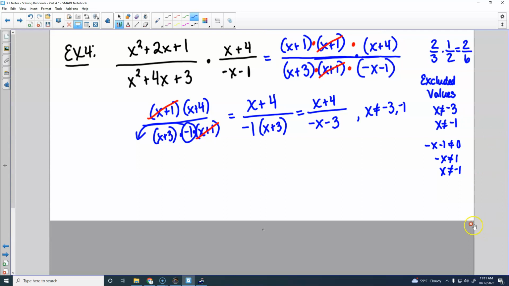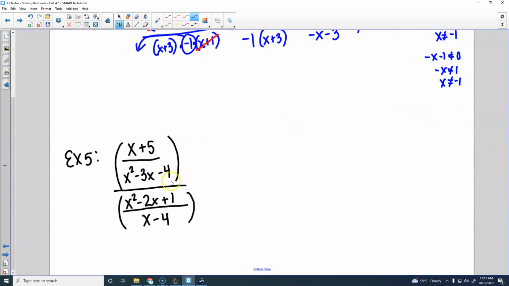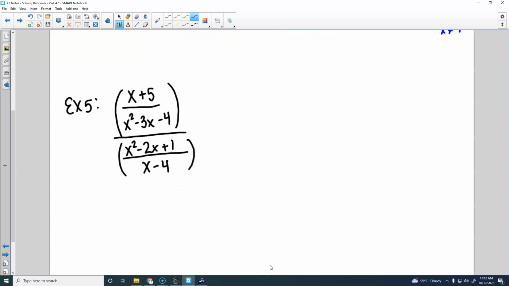All right, here is our next one. This is fun. I find that all students love complex fractions. As if they didn't already love fractions enough. Put fractions inside of fractions and they love them. Just can't get enough of them.